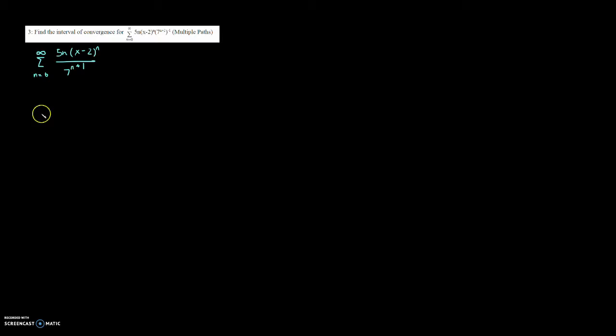So you have multiple paths you can solve this with. You can either go ratio, or you can solve it with root. And in this video, I will demonstrate it by using a root. But if you use a ratio, you'll still end up with the same answer, so it doesn't really matter. So let's set that up. As limit as n goes to infinity, nth root, 7 to the power of n plus 1. Now we can just simplify this, get rid of the nth root.